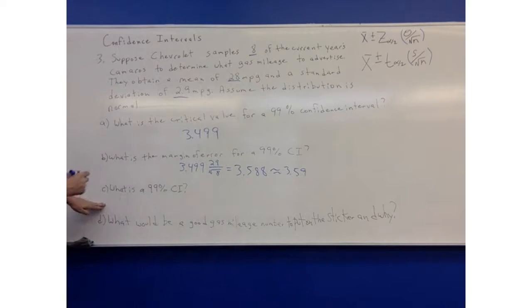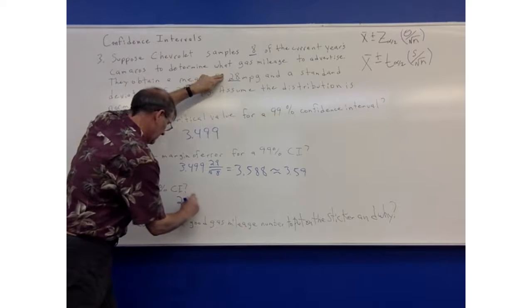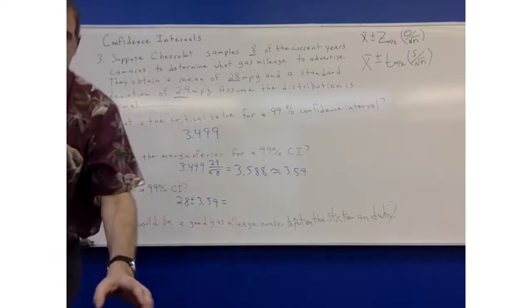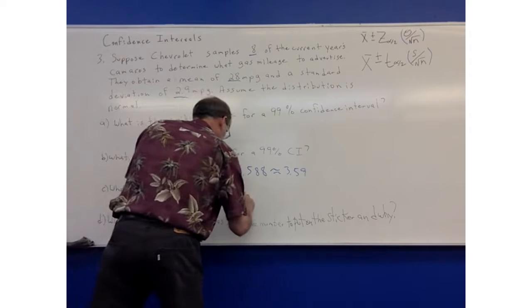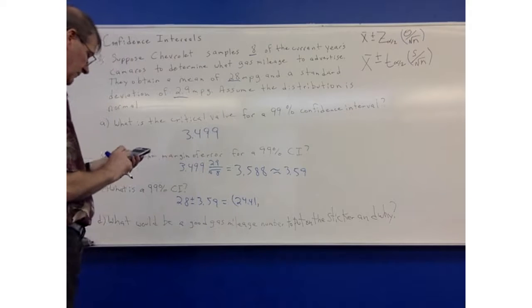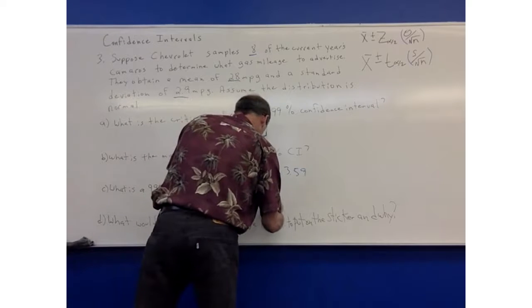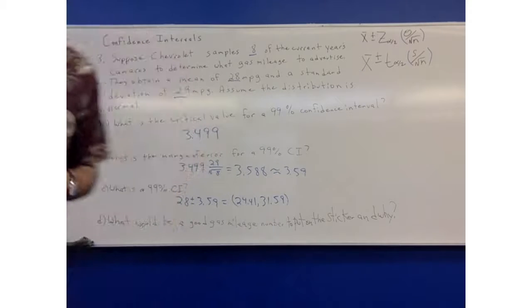So what is a confidence interval? We've got to get our best point estimate. 28 plus or minus 3.59. That'll give us the following interval. 28 minus 3.59 is 24.41, and the upper end is 31.59. Okay.